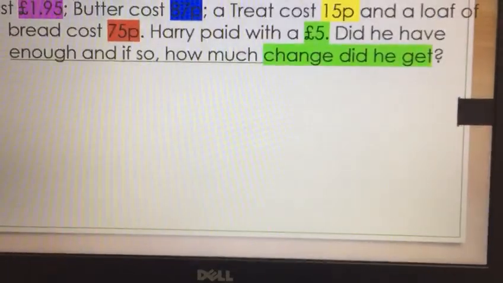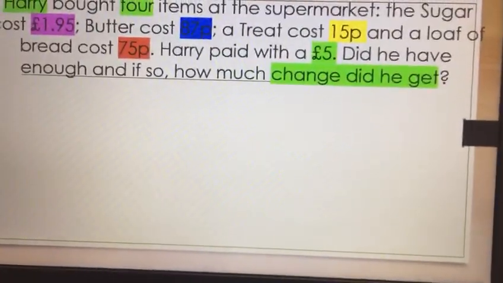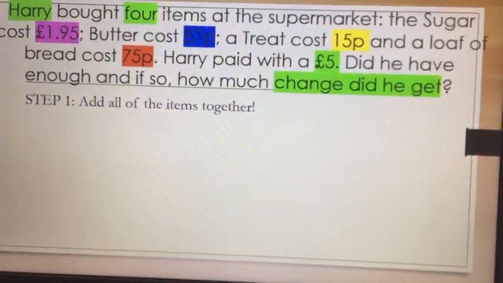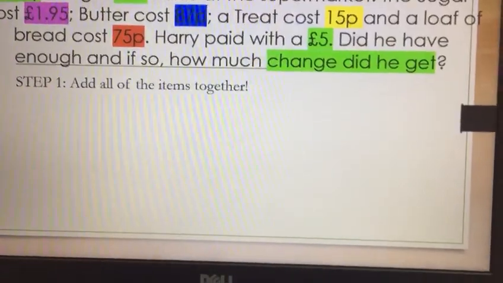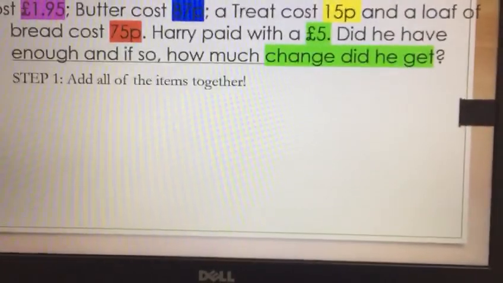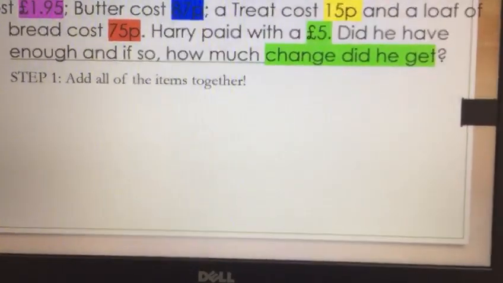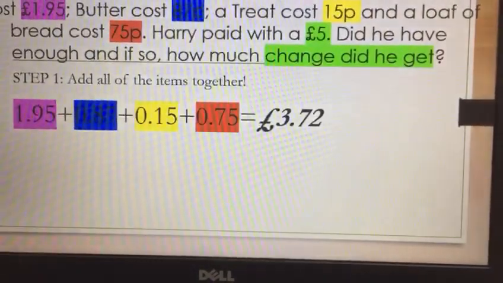So this is a two-step problem. First step we need to do is add all the items together. So we're going to add the £1.95, the 87p, the 15p and the 75p. We are not going to add the £5, because that's how much money he has. So if you add those 4 numbers together, we should end up with £3.72.